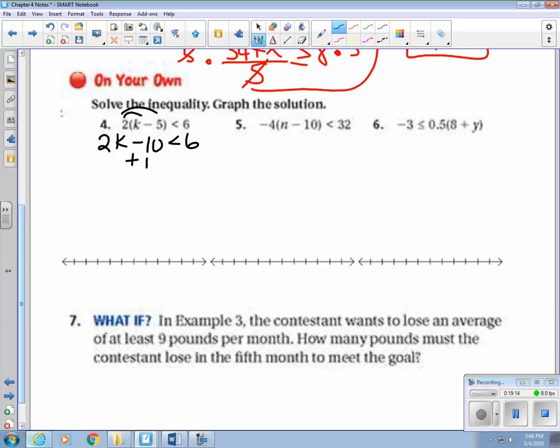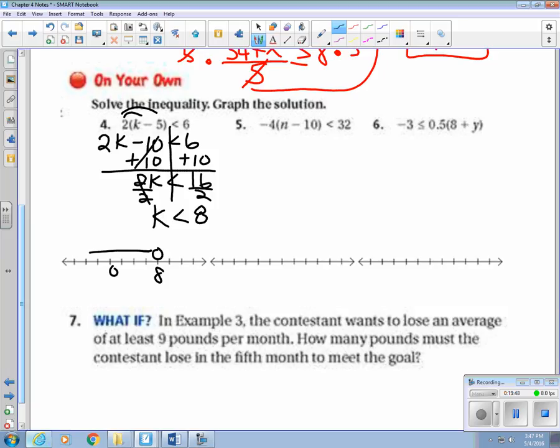I'm going to add 10 to both sides because the 10 is less connected. The negative 10, positive 10 cancels out. I'm left with 2K on the left side is less than 6 plus 10 is 16 on the right side. To get rid of the 2, I'm going to divide by 2 because it's being multiplied by K. 2 divided by 2 cancels out. I get K is less than 16 divided by 2 is 8. And if we're going to graph that, I need a 0. I need an 8 on the number line. K can be less than 8, but not equal to it, so it's open circle, arrow to the left.